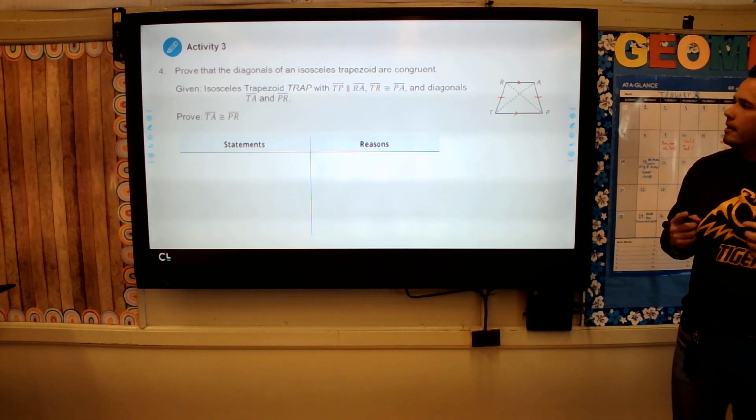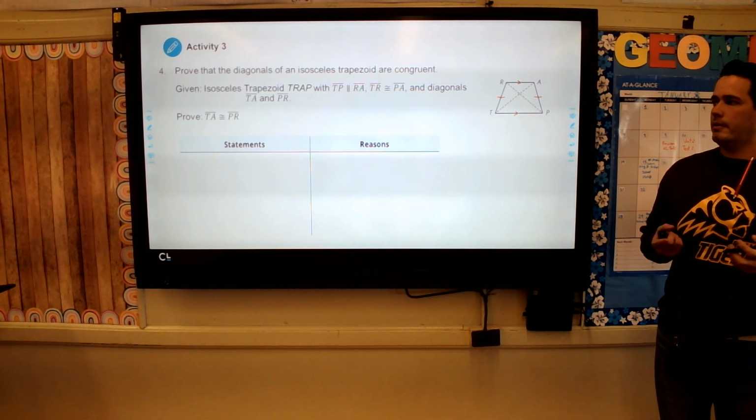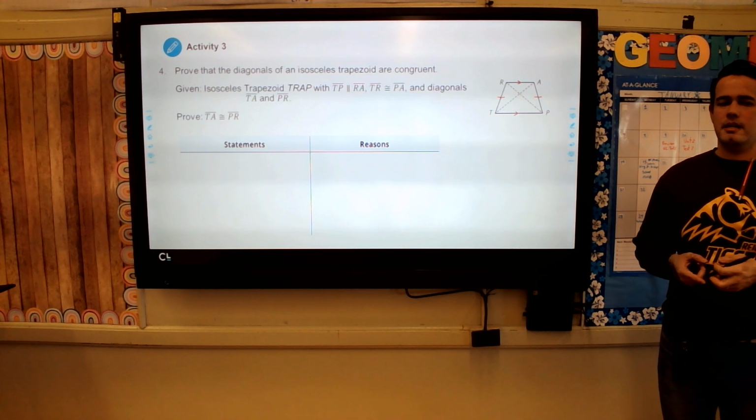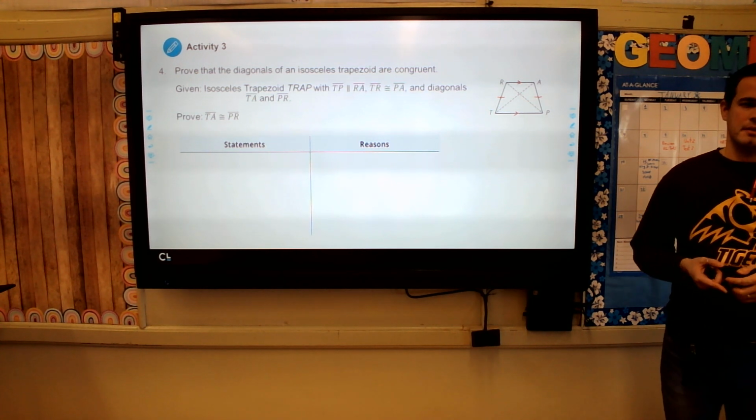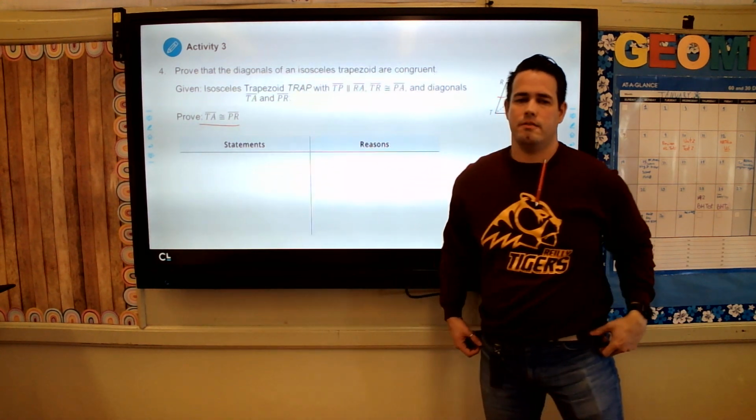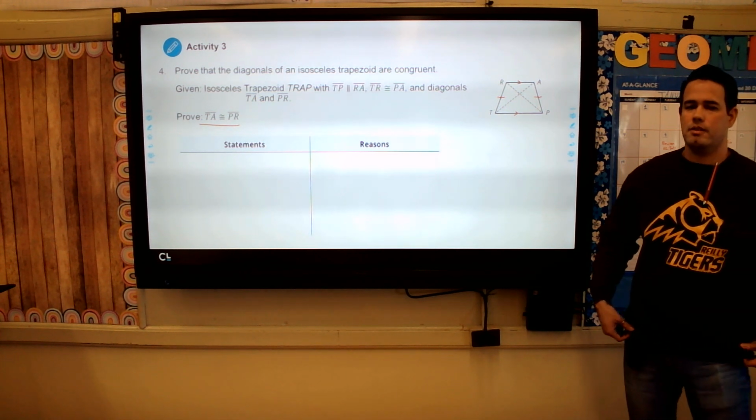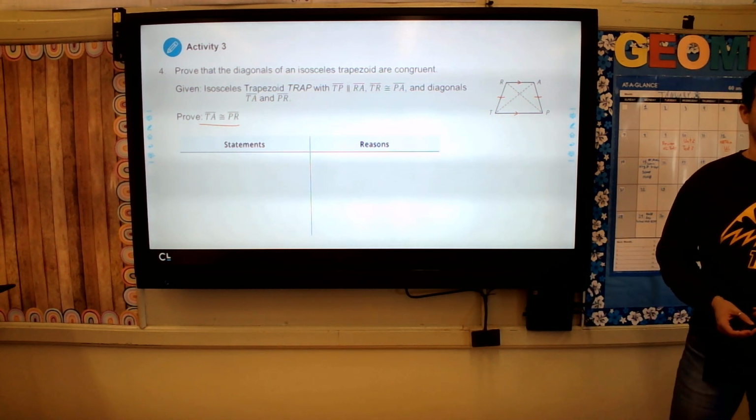I also know that TR is congruent to PA. And I'm going to ask you if you guys have a plan or an idea of how I make this happen. So how do I prove that TA is in fact congruent to PR? How do I prove that the diagonals of my isosceles trapezoid are congruent?